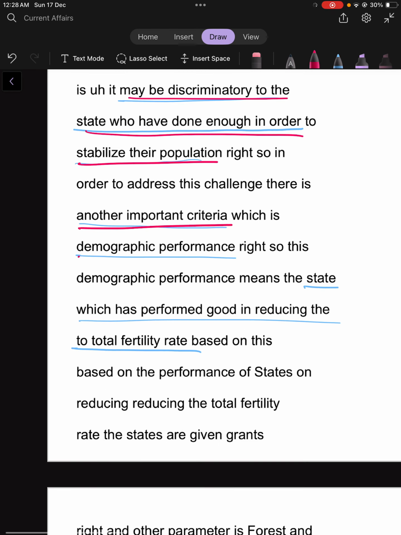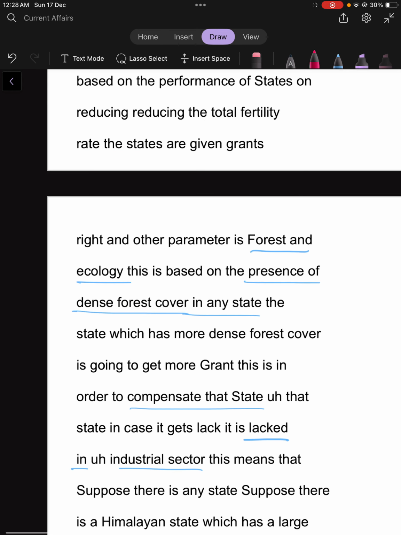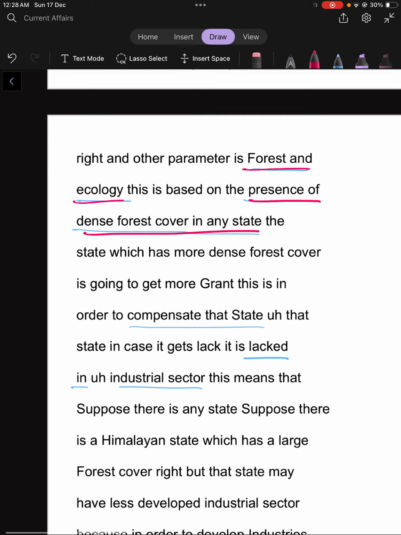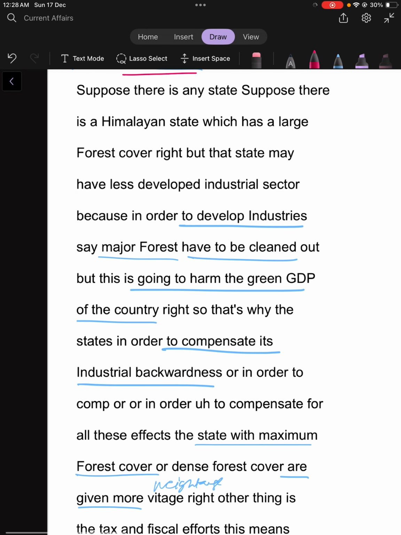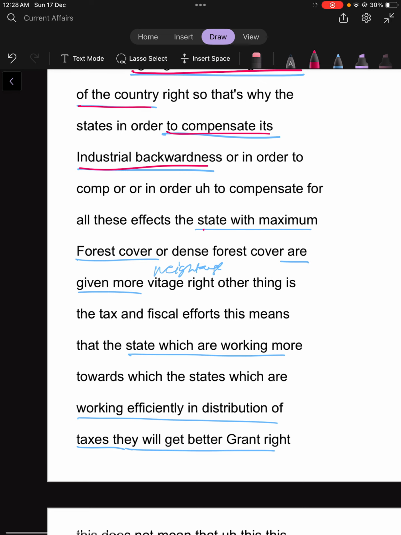Another important criteria is demographic performance. States which have performed well in reducing the total fertility rate are given grants. Another parameter is forest and ecology, that is the presence of dense forest cover in any state. This is to compensate the state that is lacking in the industrial sector. To develop industry, the major forest has to be cleared, which is going to harm the green GDP of the country. To compensate for this industrial backwardness, states with the maximum forest cover are given more weightage.